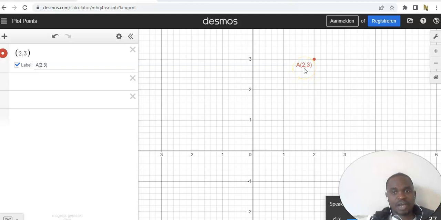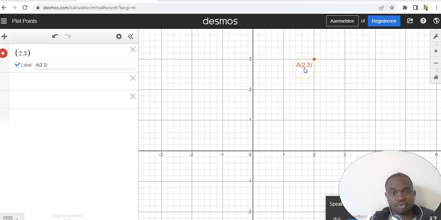So if I have a point, let's call this point A, and this point we have (2, 3). 2 is the first value, which is x, so we must plot it on the x-axis, and 3 is the second value, y, so we must plot it on the y-axis. How are you going to plot this point?